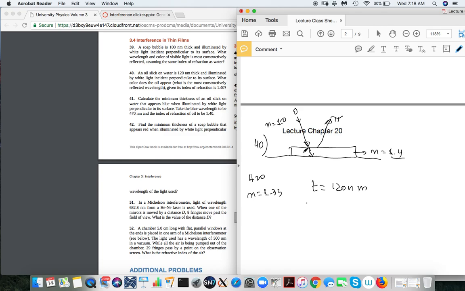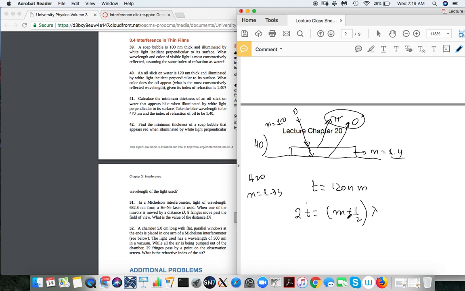But now it goes from 1.4, which is the film, to 1.3, and therefore it does not flip. So it comes out not flipping, which means to have constructive interference, we have to have an integer number of wavelengths in the path. So 2t must be equal to n plus half lambda, the same idea.